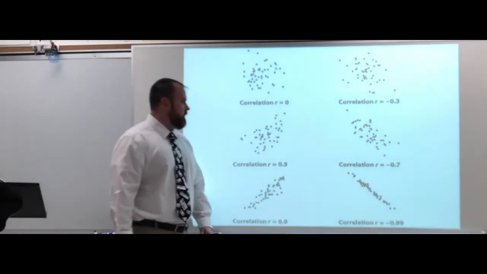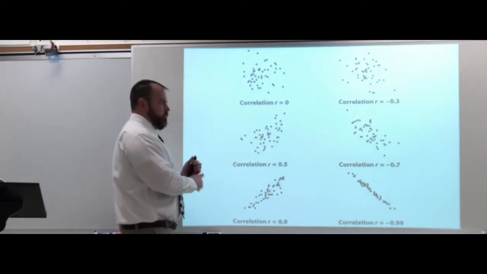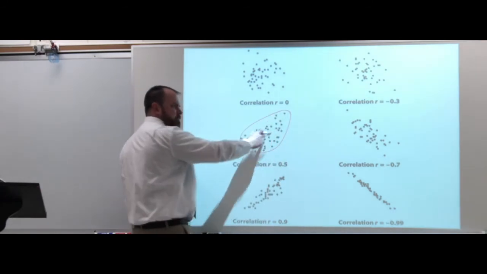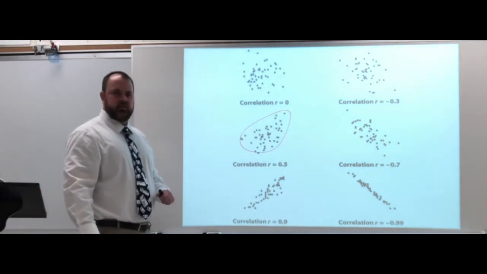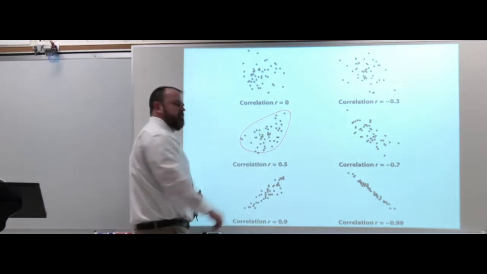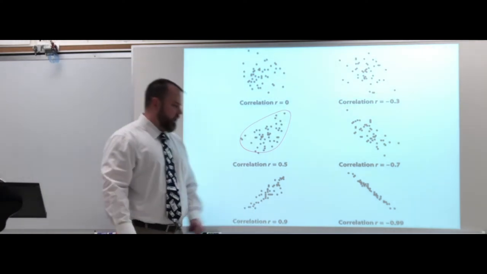-0.99. Now some of the weaker ones, 0.5. We can tell, even if you circle these like I did before, yes, it's going up, but look how spread out it is. So it's not quite as strong. If I ask people to draw a line of best fit, there's going to be some difference in everyone's line of best fit. Okay, here we have one at +0.9.